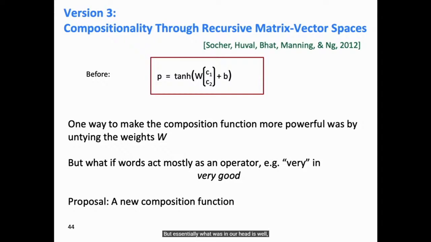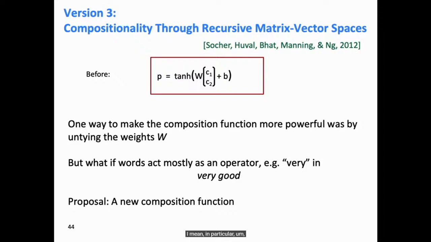But essentially what was in our head is, well, we have word vectors, and if we want to say that very takes the meaning of good and returns a new meaning, the kind of obvious thing to do is to say very has a matrix attached to it, because then we could use the very matrix and multiply it by the good vector, and we'd get a new vector coming out. And so then, well, the problem is which words have vectors and which words have matrices, and that's kind of hard to know the answer to.